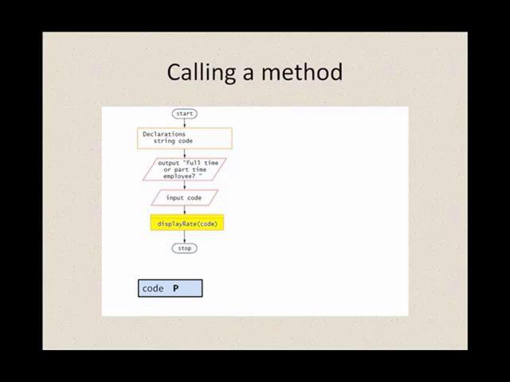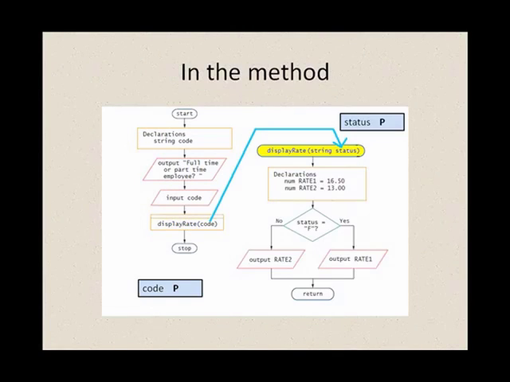You can then pass code as an argument to a method named displayRate. In displayRate, in the method header, you can declare a parameter, and this one we're going to name status. The important thing is that status has the same data type as the argument that's being passed in. So status is declared as a local string variable, and it receives a copy of the argument.